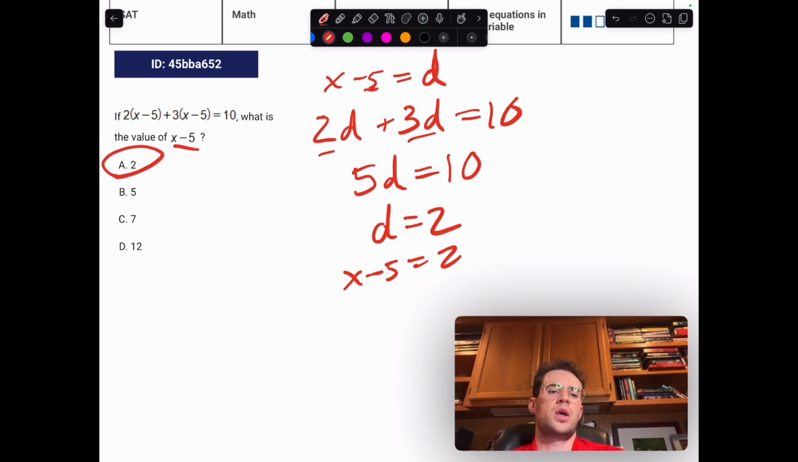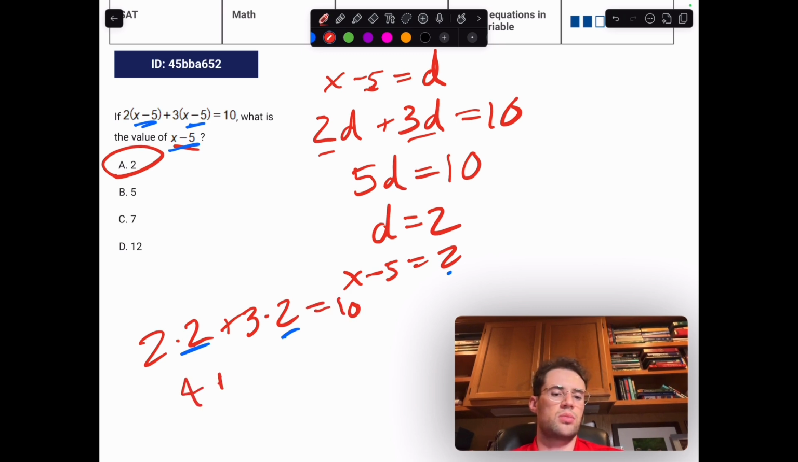And then to check that, just plug it in. 2 times 2 plus 3 times 2. I'm plugging in x minus 5, so x minus 5 is 2. Plug it in there, plug it in there. It should be equal to 10. 2 times 2 is 4, plus 3 times 2 is 6, equals 10. 10 is equal to 10. All right, so that checks out.